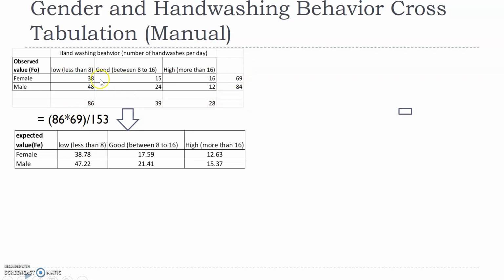Row total 69, column total 86. 86 multiplied by 69 divided by total number of samples. How many samples have I taken? 69 plus 84 is 153. So that will always remain the same, right?